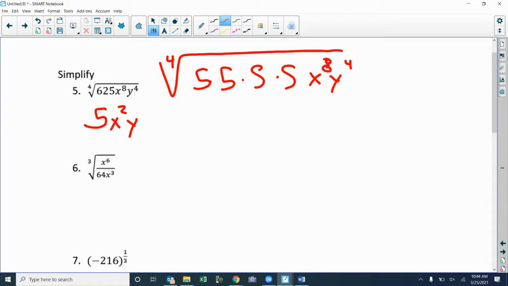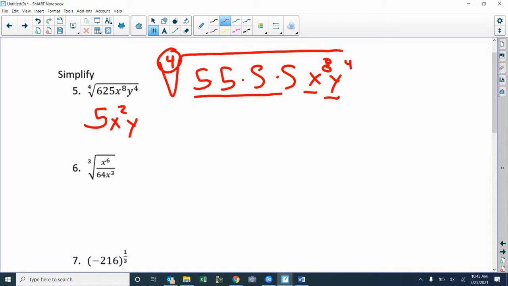Question? Wait, how did you get from distributing that out to the 5x squared y? So I look for sets of 4. Okay. 1, 2, 3, 4. There's 2 sets of 4 there and a set of 4. That's how I got it. Okay? Anybody else?